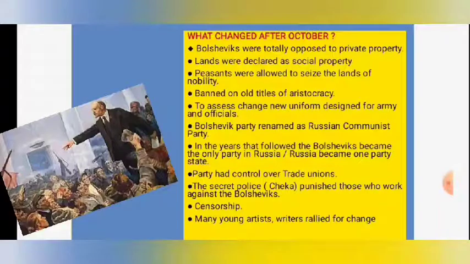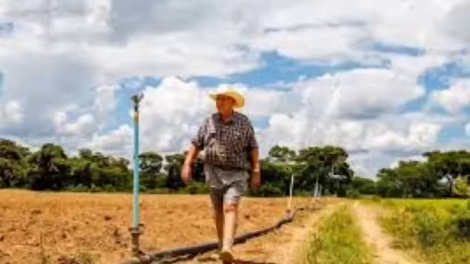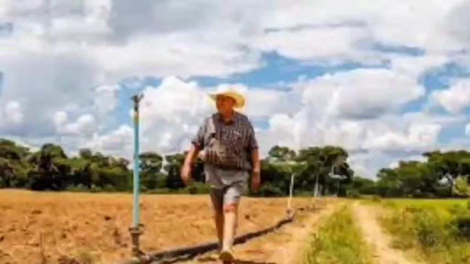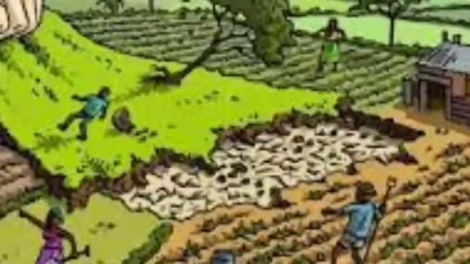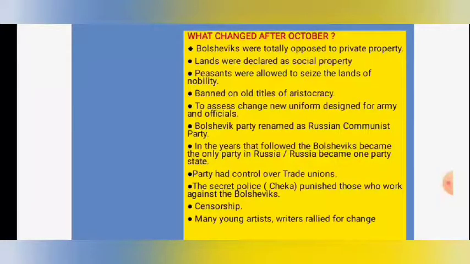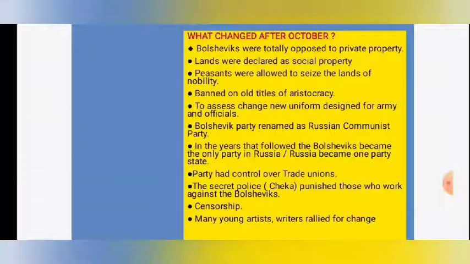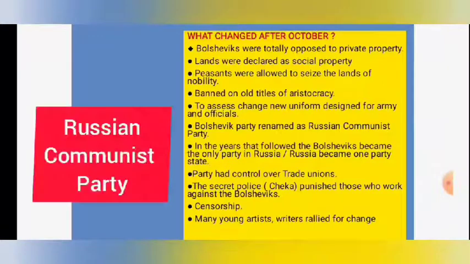Now, what changed after October? Let's see. Bolsheviks were totally opposed to private property. The lands were declared social property in Russia. Peasants were allowed to seize the lands of the nobility. They banned the old titles of aristocracy. To assess change, a new uniform was designed for the army and officials. The Bolshevik Party was renamed the Russian Communist Party.